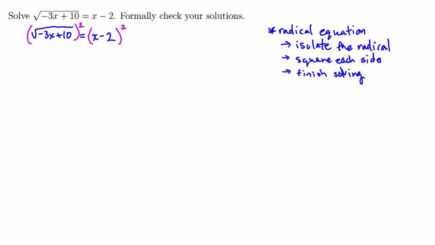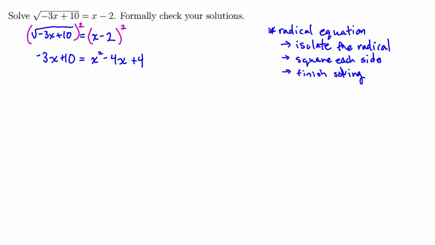Now that we've squared each side, we have the square root of the expression negative 3x plus 10. That quantity is squared. So on the left side, we're just going to have negative 3x plus 10 now. On the right side, we have the expression x minus 2 quantity squared. So to simplify that, we'll remember that it's x minus 2 times x minus 2, and we can go about foiling that or using shorter methods for expanding it. So I'm going to take x minus 2 times x minus 2, and when I expand that, I'll get x squared minus 4x plus 4.